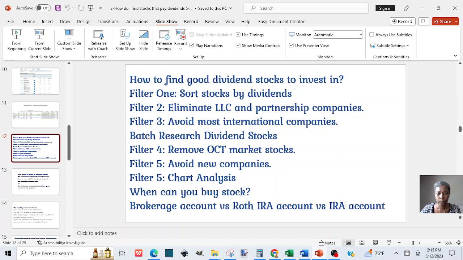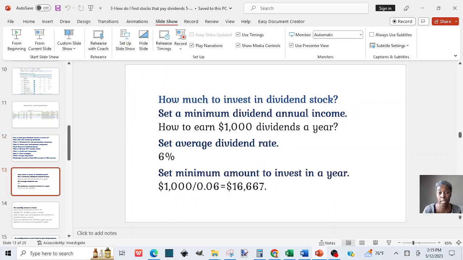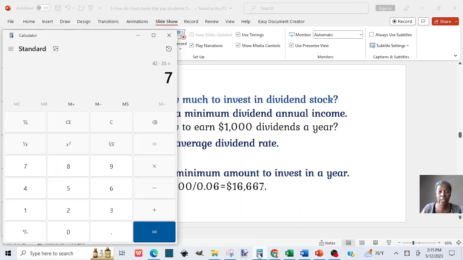Okay, so now if you are wondering, okay, so I want to create a stream of income through dividend stock, but how should I approach this? How much should I invest? There are multiple ways to go about that. First, you can think about how much you want to earn in dividend income. So how much to invest in dividend stock? If you set a minimum dividend income that you want to earn from that brokerage account, you need to set a dividend rate as well.